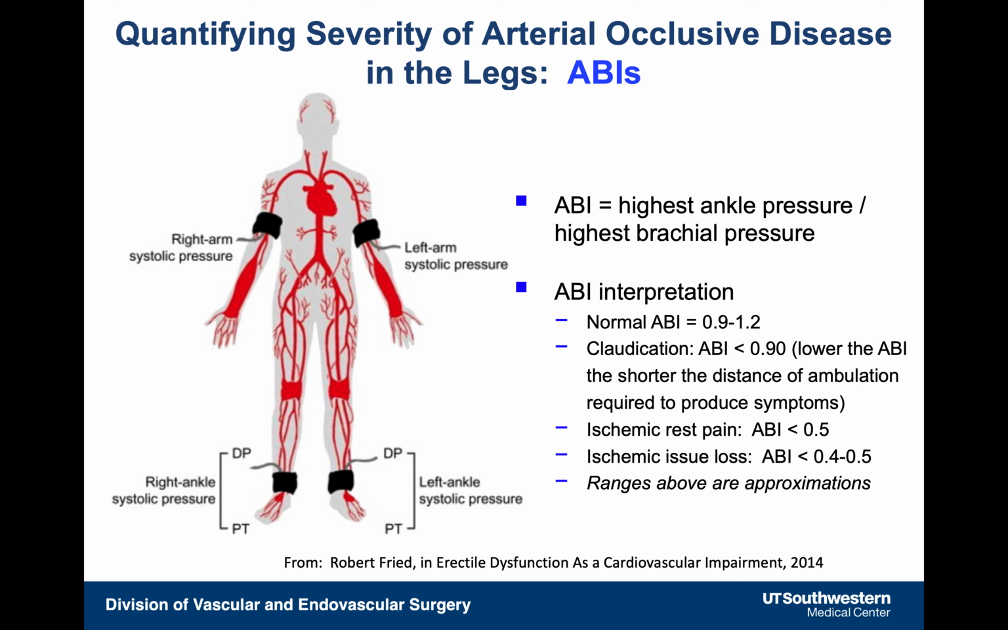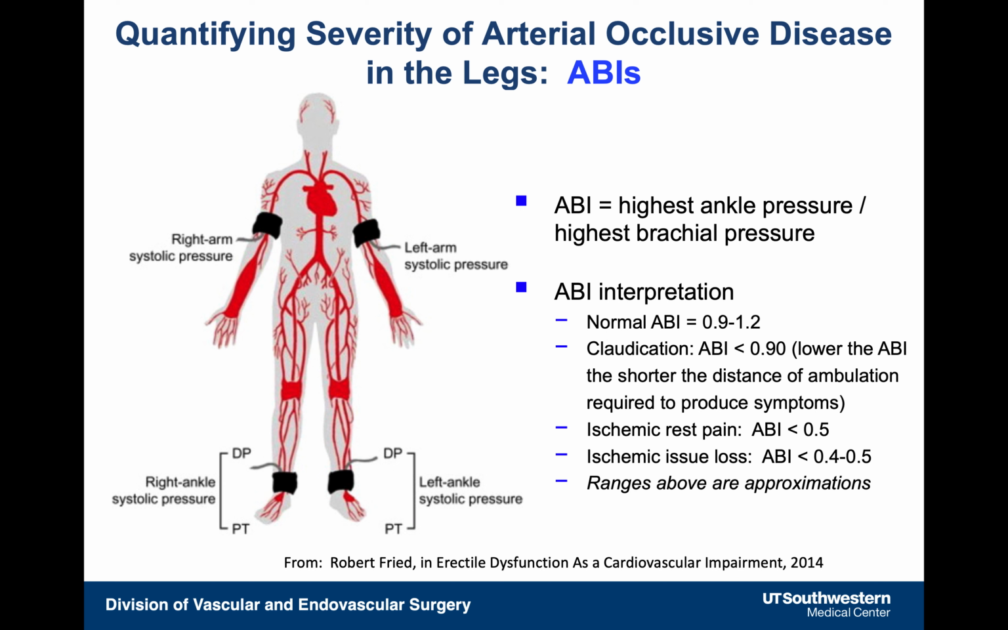Now, interpretation of the ankle brachial index is listed below. The normal ankle brachial index should be somewhere between 0.9 and 1.2, perhaps as high as 1.3. When it's less than 0.9, this suggests that there may be some arterial occlusive disease.